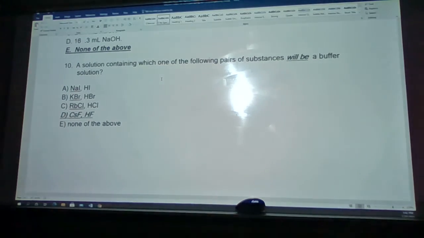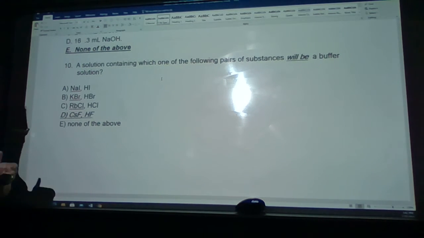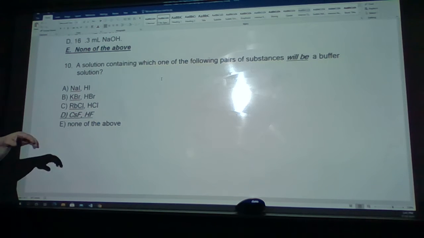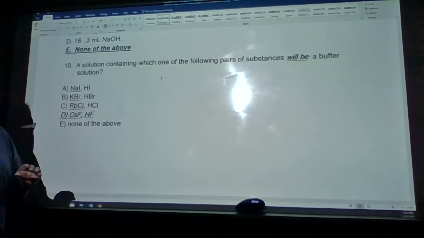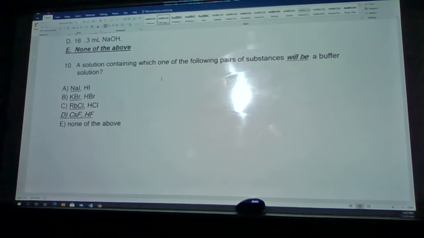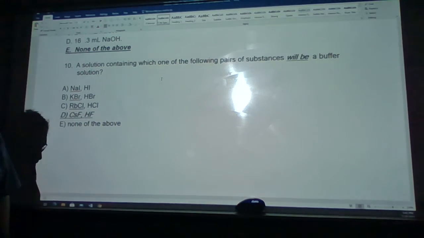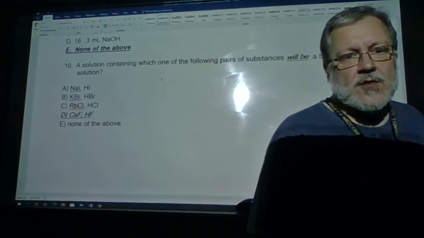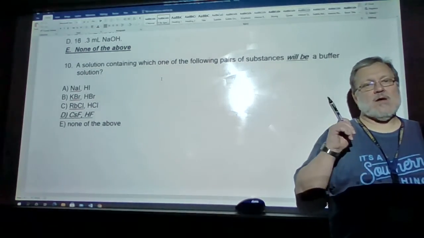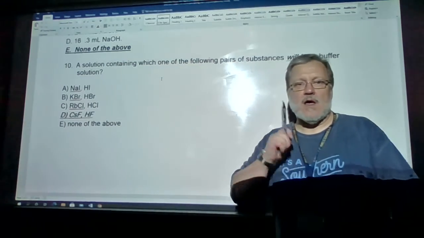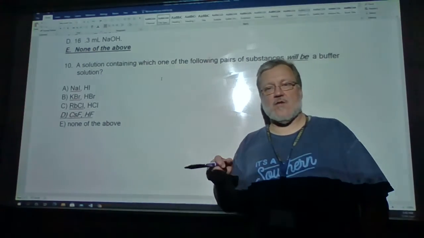So of these, which will be a buffer pair? A buffer is made up of a weak acid and its conjugate base. So, of your 6 strong acids, HCl, HBr, HI, HNO3, H2SO4, and HClO4, there are your 6 strong acids. If you're asked what kind of acid it is, if you know those 6, you know all the strong acids. By process of elimination, you can identify if it's a strong acid or a weak acid. Those are your 6 strong acids.